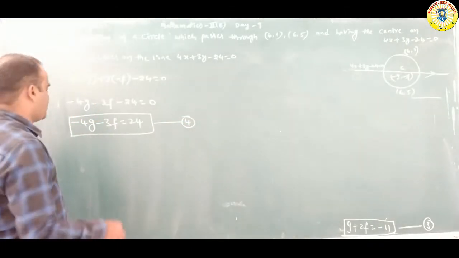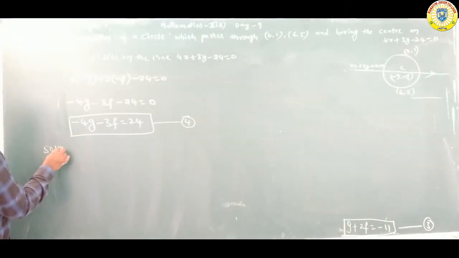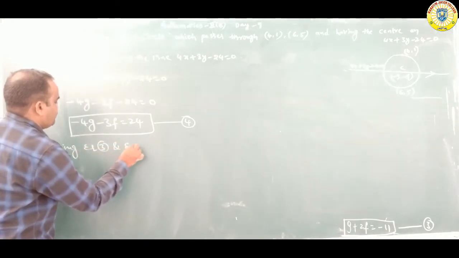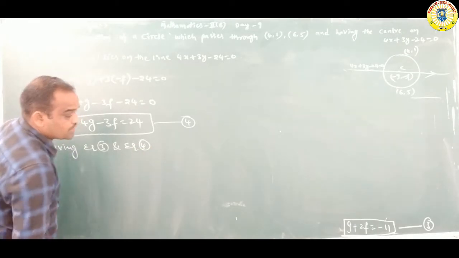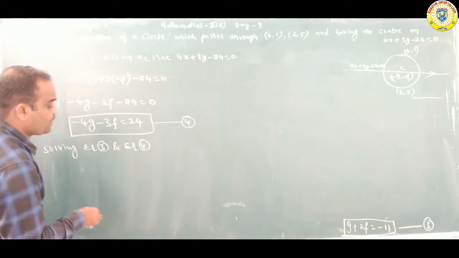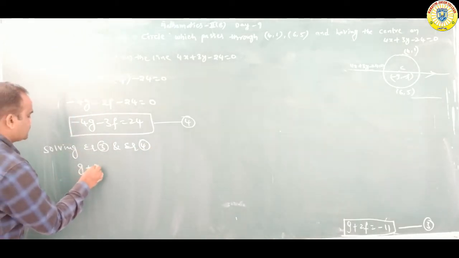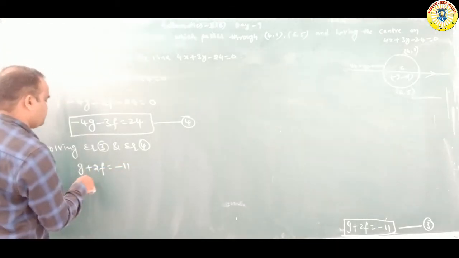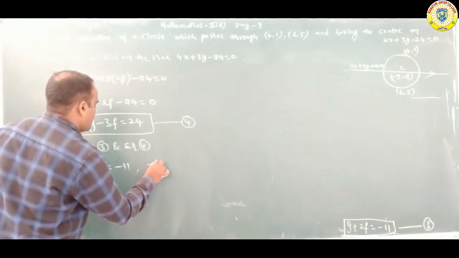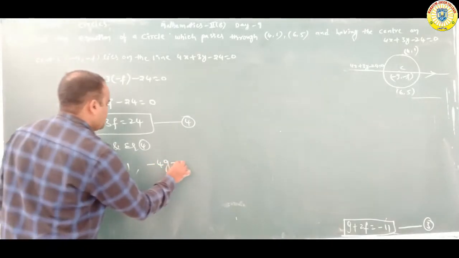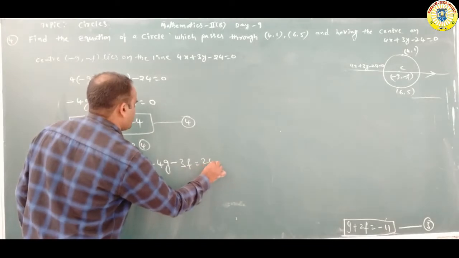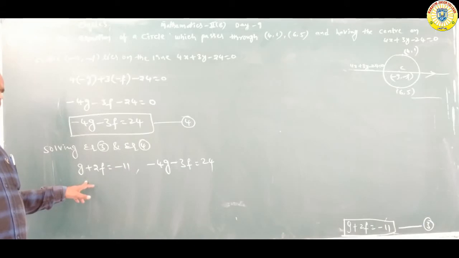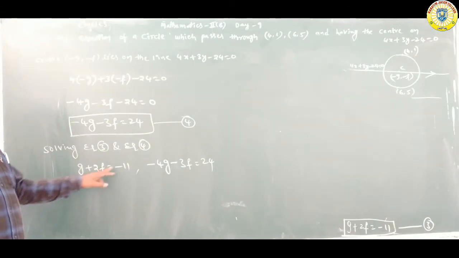Solving equation 3 and equation 4. What is equation 3, sir? G plus 2f is equal to minus 11, and minus 4g minus 3f is equal to 24. There is g in both. That's why this equation is multiplied with 4.